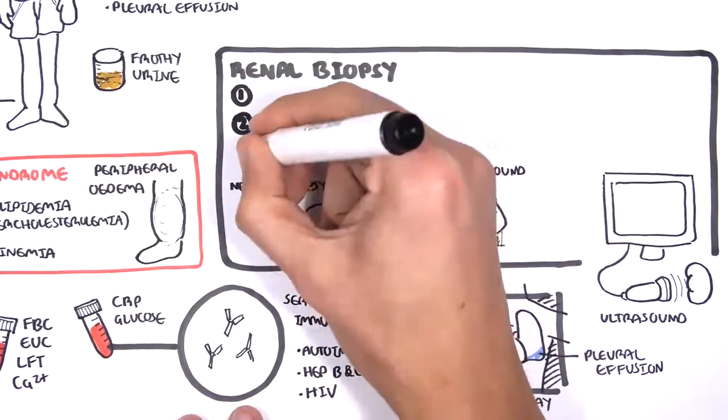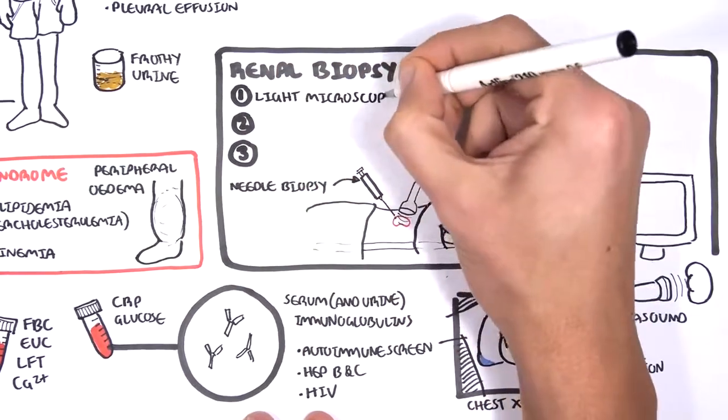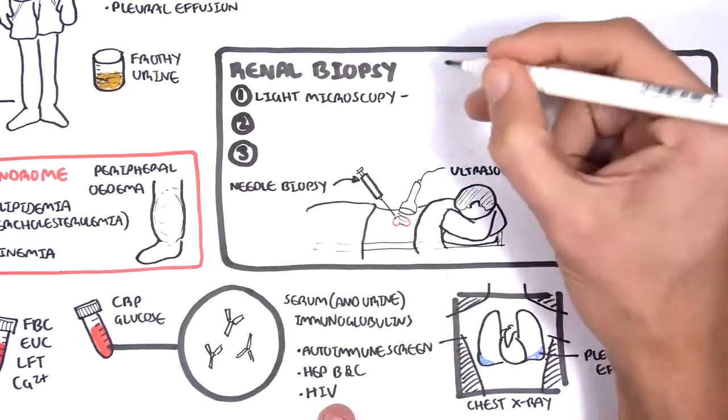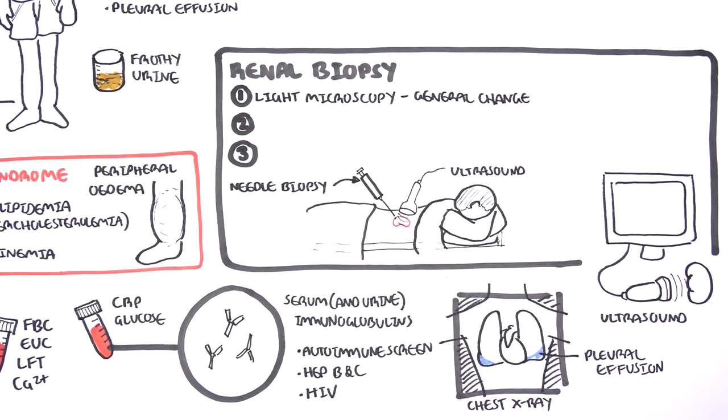After renal biopsy is taken, 3 things are checked. First, light microscopy, which looks at the general change in the kidney tissue, particularly the head of the nephron, where the glomerulus is.